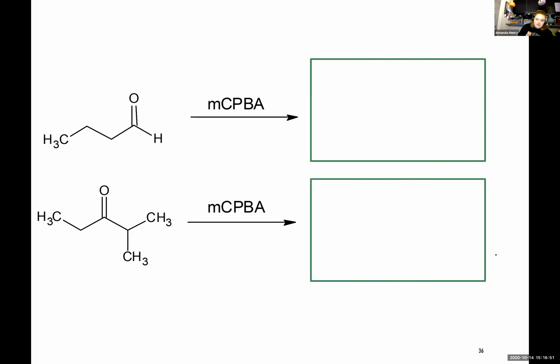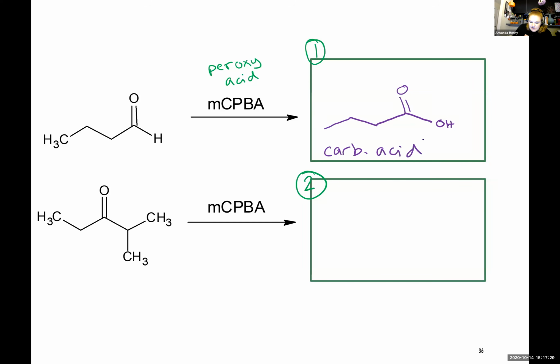So we have 2 starting materials. We have our aldehyde at the top reacting with MCPBA, our peroxy acid. And we have a ketone reacting with our peroxy acid. So what are we going to make? Carboxylic acid? We are going to make a carboxylic acid. So our aldehyde is going to become a carboxylic acid. We're going to insert that oxygen right next to the hydrogen.